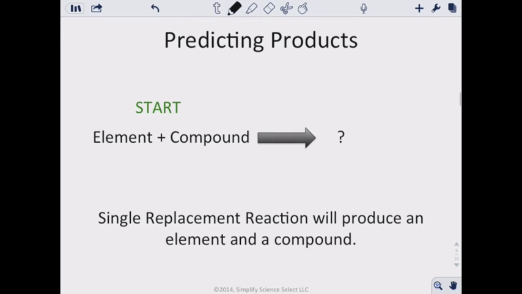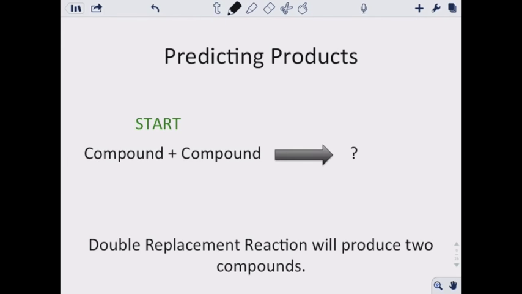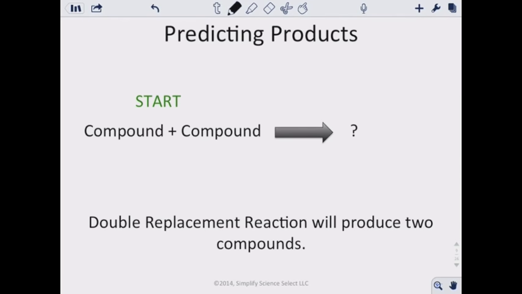If we start with an element and a compound, that means that we're going to have a single replacement reaction. It'll be the element that's in the compound plus a new compound. So an element plus a compound will produce an element plus another compound. And then a double replacement reaction, we start with a compound and a compound, and it produces a compound plus a compound. That's the double replacement where they switch partners, and it'll produce those 2 compounds.